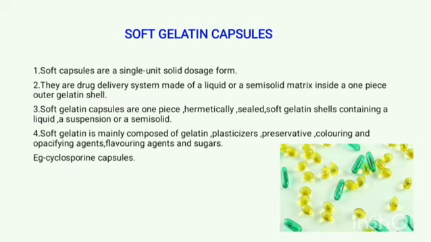Soft gelatin capsules. Soft capsules are a single-unit solid dosage form. They are a drug delivery system made up of a liquid or semi-solid matrix inside a one-piece outer gelatin shell. Soft gelatin capsules are one-piece hermetically sealed soft gelatin shells containing a liquid, a suspension or a semi-solid. The shell is mainly composed of gelatin, plasticizers, preservatives, coloring and opacifying agents, flavoring agents and sugars. Example: cyclosporine capsules.